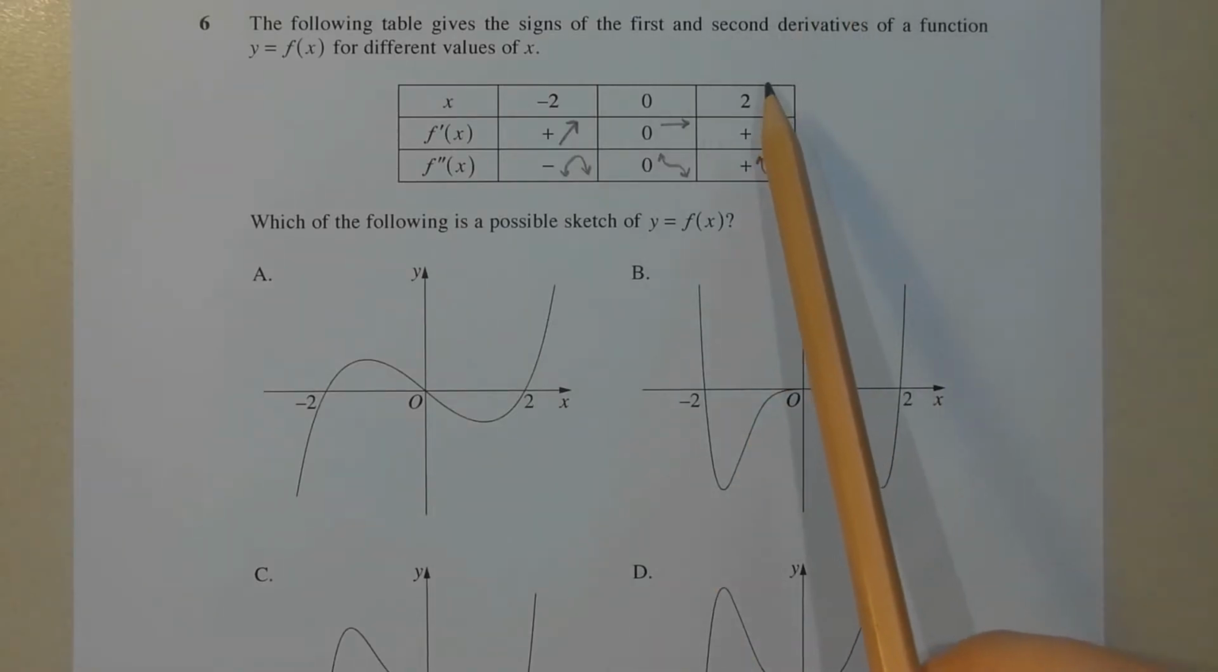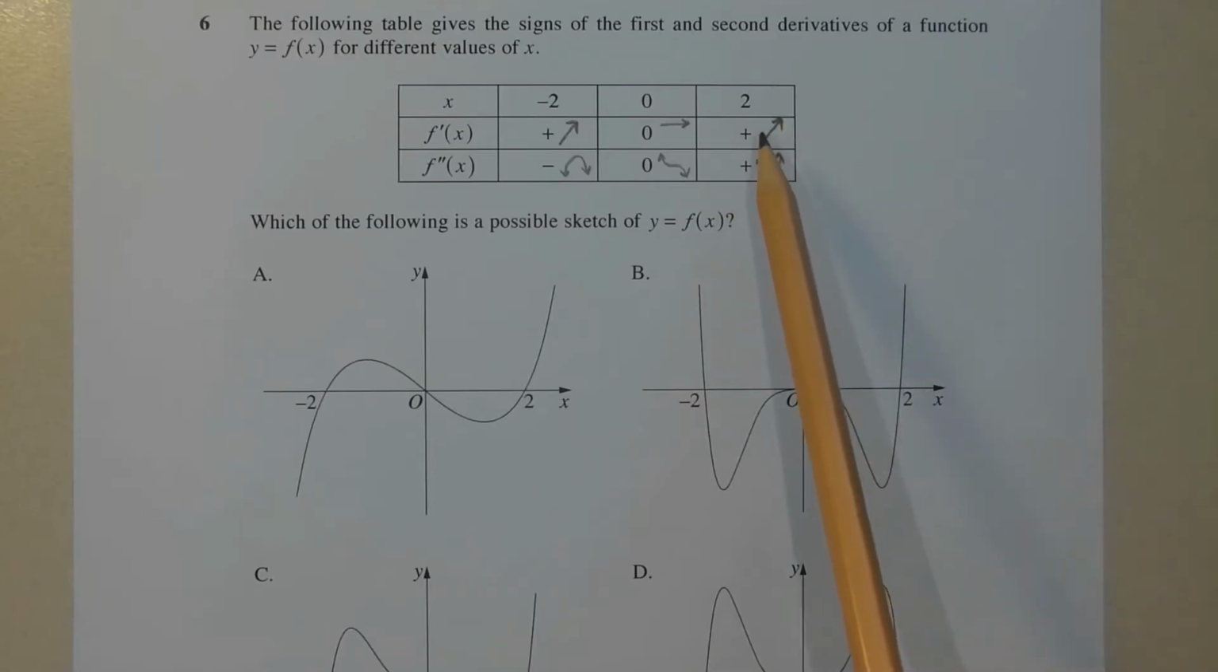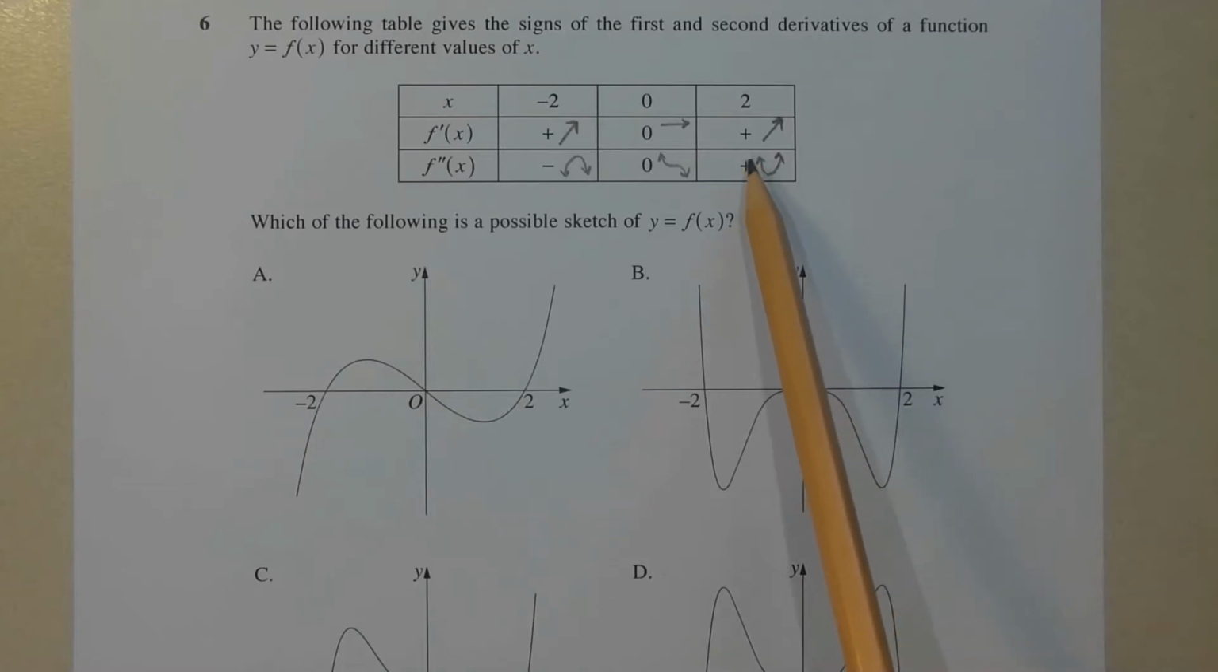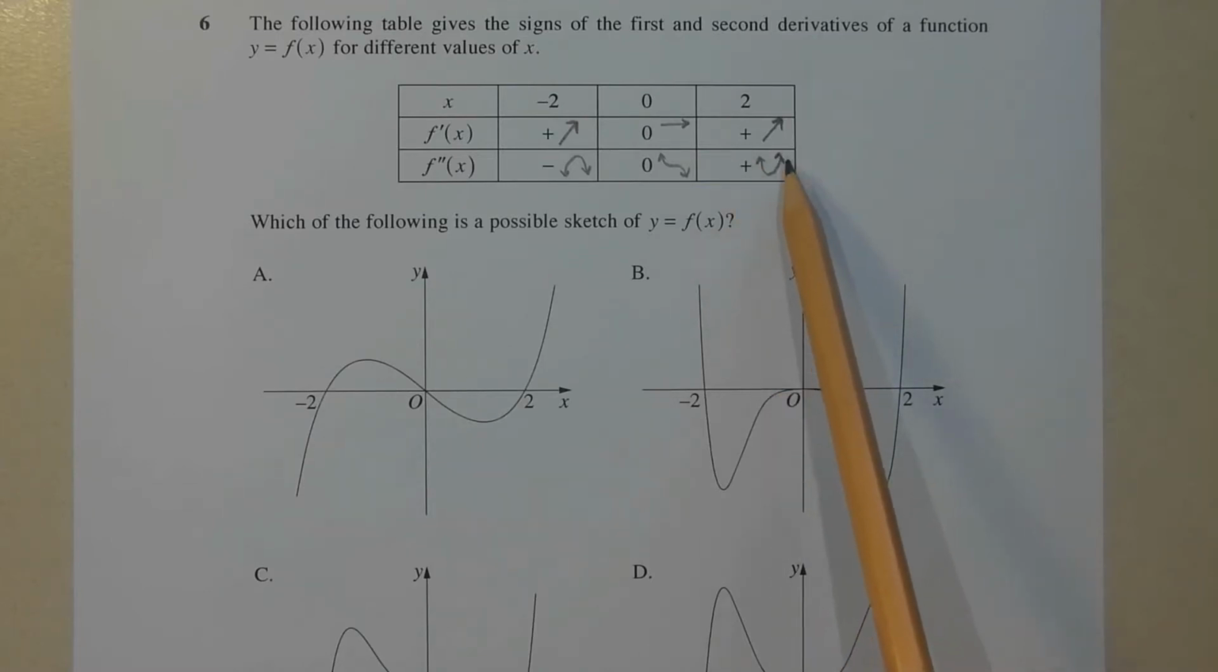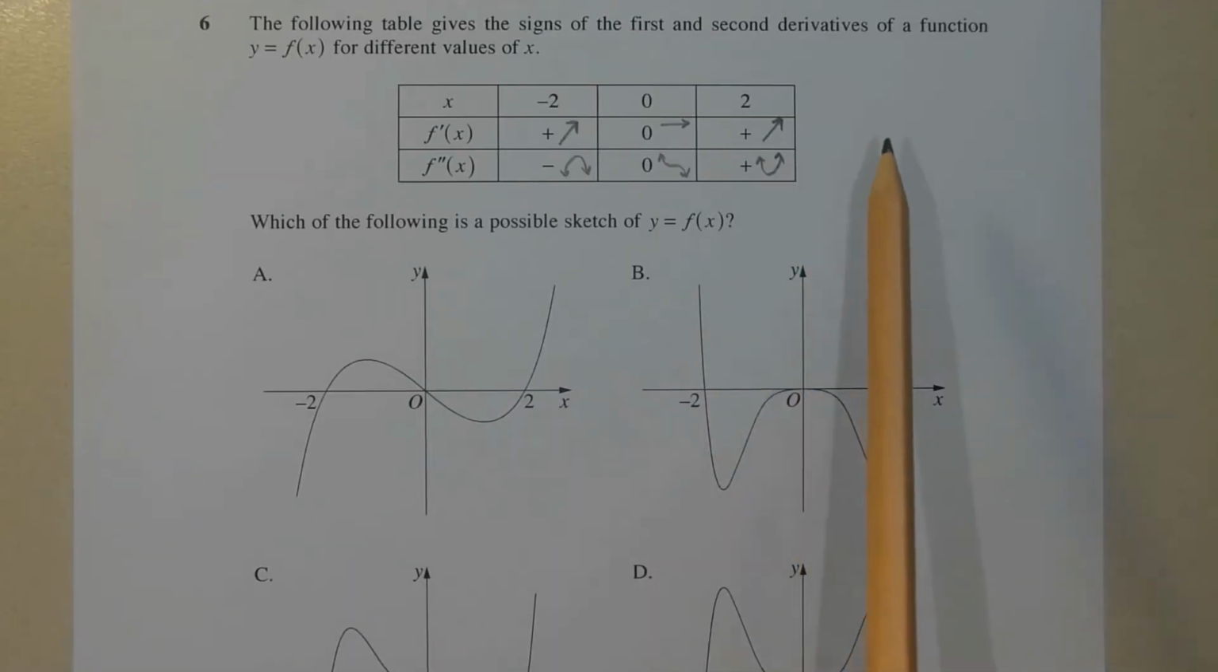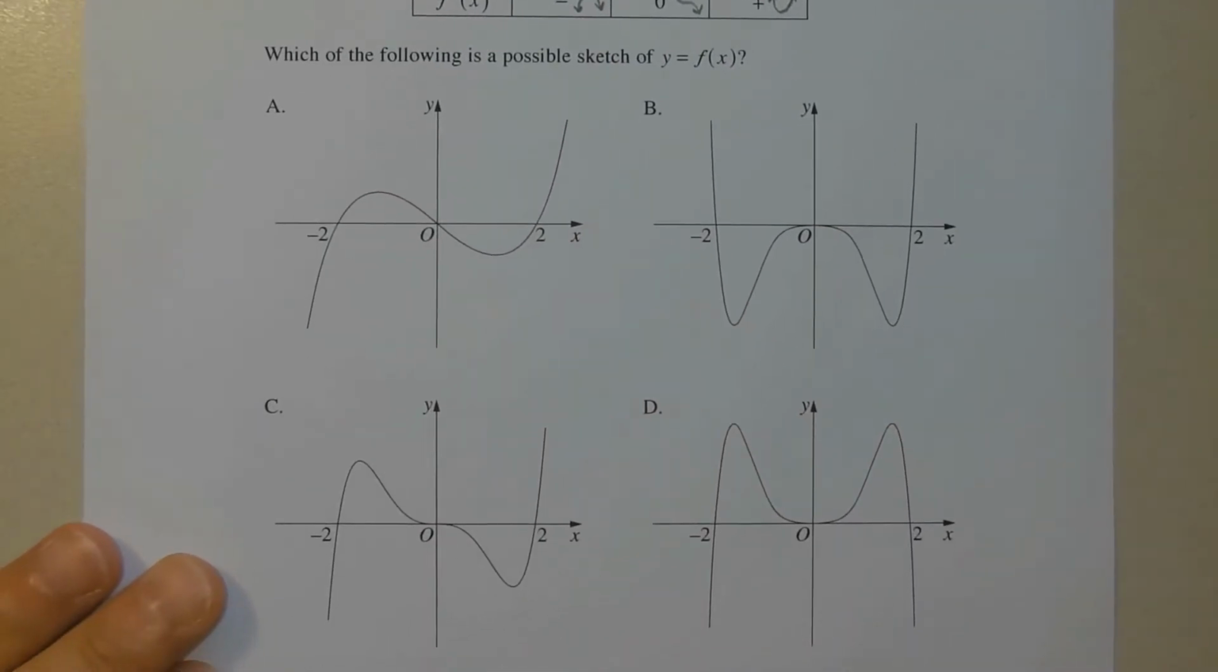Continuing on, when x is equal to 2, the value of the first derivative is positive, and the value of the second derivative is also positive, which indicates that the curve is concave up in the region where x equals 2. Now, only one of the options has all these characteristics shown, and that's option C.